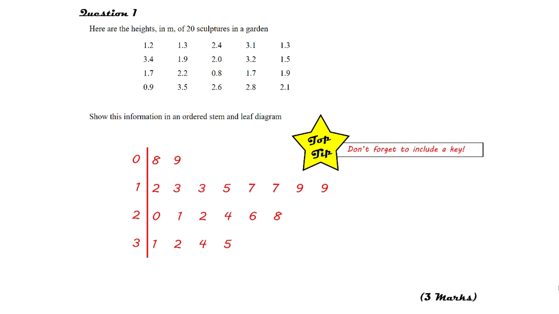This would be my top tip. Don't forget to include a key. That must be there, because that helps me tell the difference between that 8 being 0.8 or maybe just a normal 8. The key helps me to identify what that is, and it's also your 3rd mark in this question.